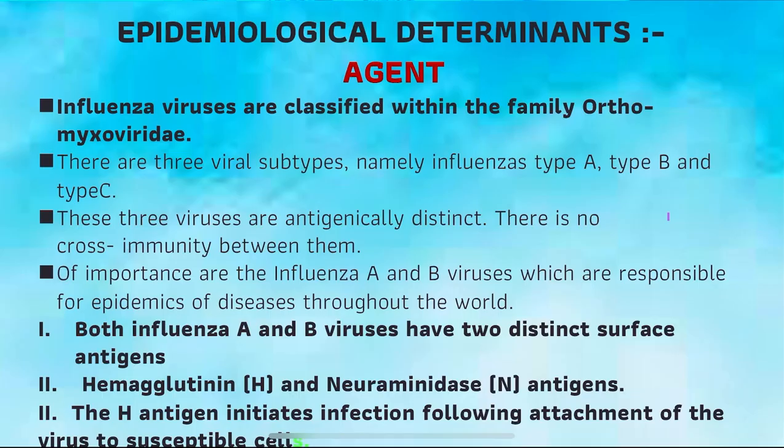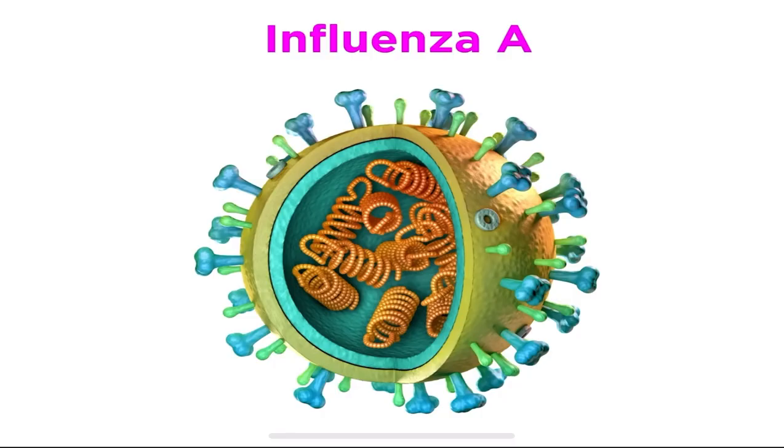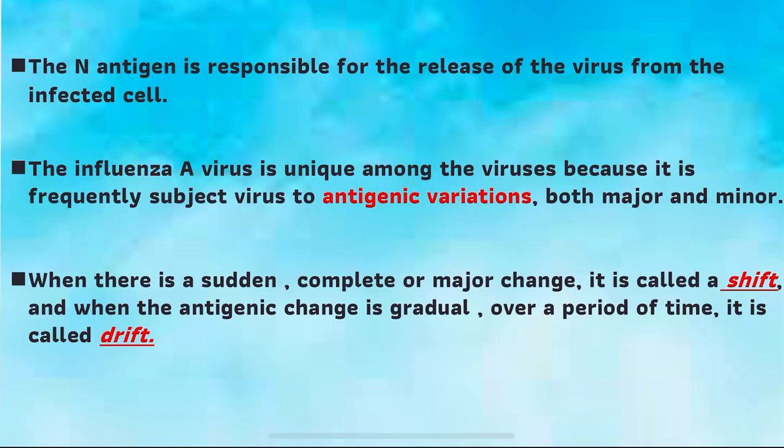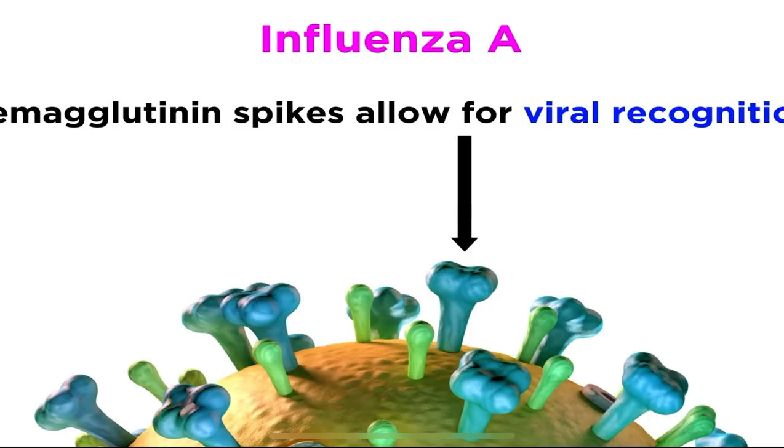Hemagglutinin H antigen is initiating the infection following its attachment to the susceptible cell. So it will attach to the required susceptible cell in the body. Whatever cell the virus attaches to becomes a susceptible cell, and it will start the infection, that is the H antigen. Now let us see what this N antigen does in the body. The N antigen is responsible for the release of the virus from the infected cell. I'll show you in the picture.